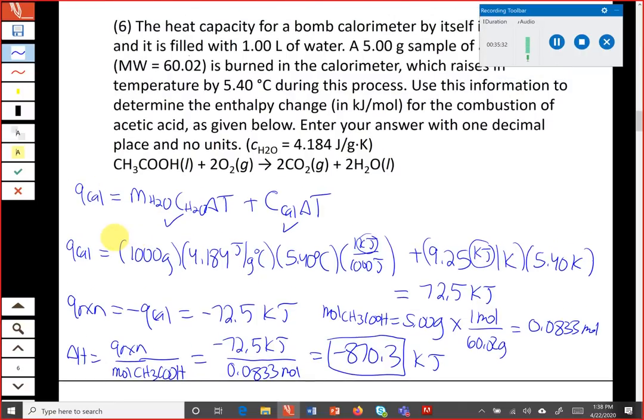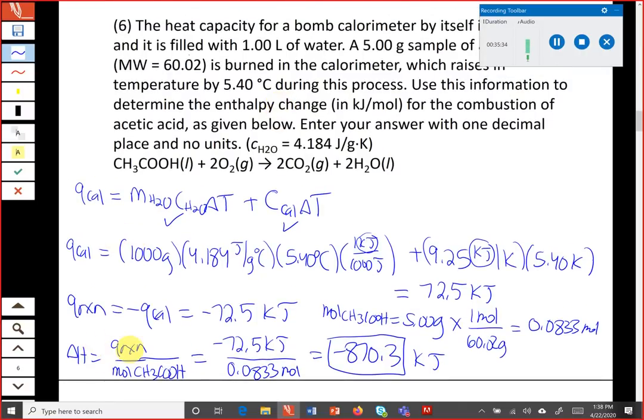The other thing to point out is that number 6 here, this last step of number 6, where we divided the heat by the number of moles of substance to get delta H per mole, I guess I could write that as per mole if you want to be more specific.